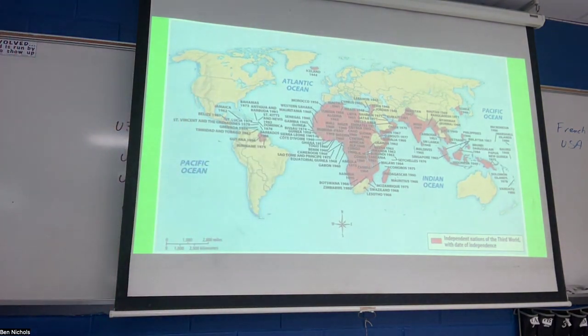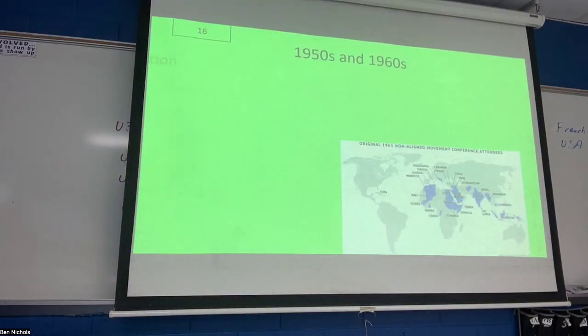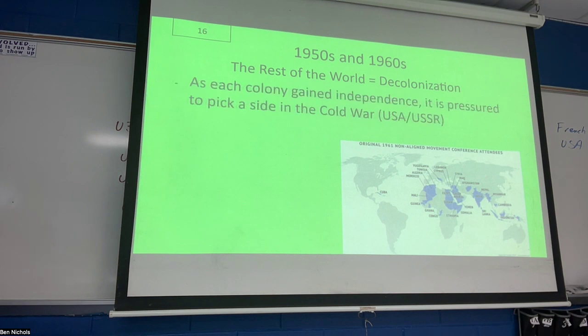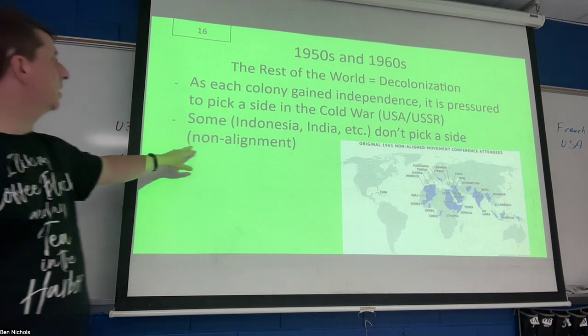And as these territories gain their independence, they are approached quickly to answer the question, whose side are you going to be on? Are you going to be on the US side, or are you going to be on the Soviet Union side? Which side are you going to join? And for some of the countries, they refuse to answer. These countries become known as the non-aligned.